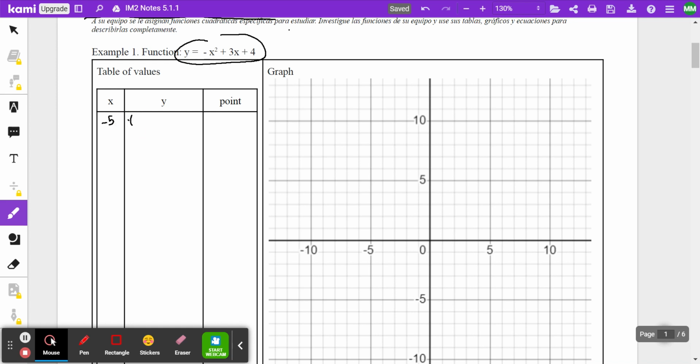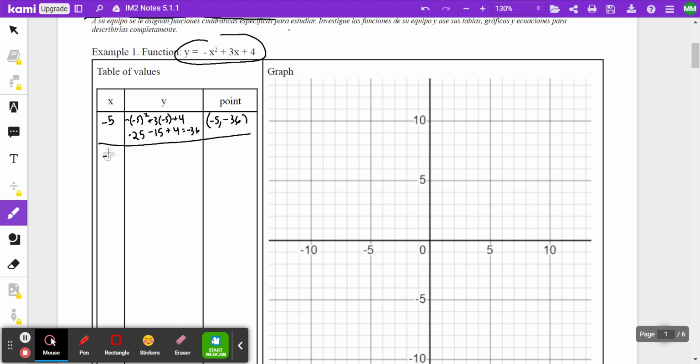So I have negative of -5 squared plus 3 times -5 plus 4. Which gives me -25 minus 15 plus 4, which is -36. So the point -5, -36 would be on my graph, although that is outside the range of these values that I have on my coordinate plane.